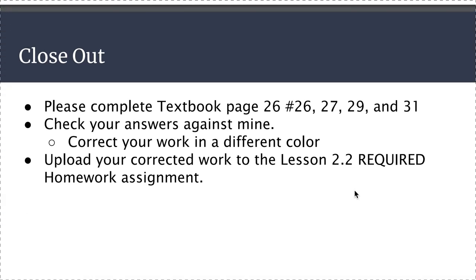To close out, for the rest of the time for asynchronous work, please complete the textbook problems on page 26. They start on page 26, numbers 26, 27, 29, and 31. 4 of them to do. Then check your answers against mine. My answers will be up sometime Monday afternoon. So you should do the work, check your answers against mine, and then upload your corrected work to the lesson 2.2 required homework assignment. All right?